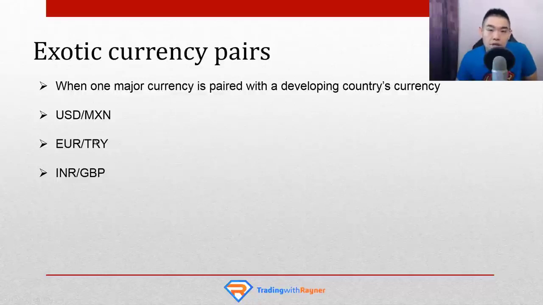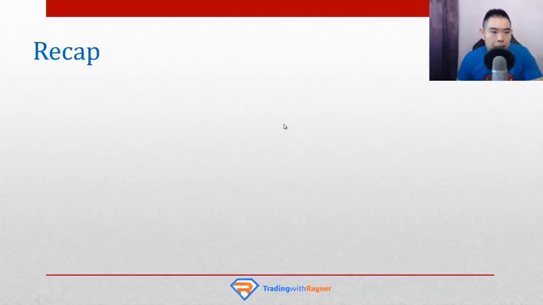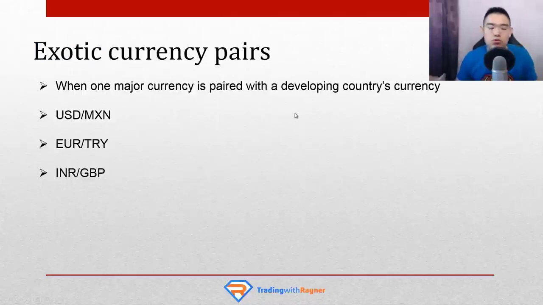Next one, the euro against the Turkish lira. Euro is a major currency, Turkish lira is a developing country's currency. And finally, the Indian rupee against the British pound. Again, this is what we mean by exotic currency pairs. So one thing to note is that when you trade exotic currency pairs, the spread tends to be wider. If you don't understand what the spread means, don't worry, as you progress in your trading journey, you'll understand. But in essence, the transaction cost to trade exotic currency pairs is more expensive compared to the major currency pairs.